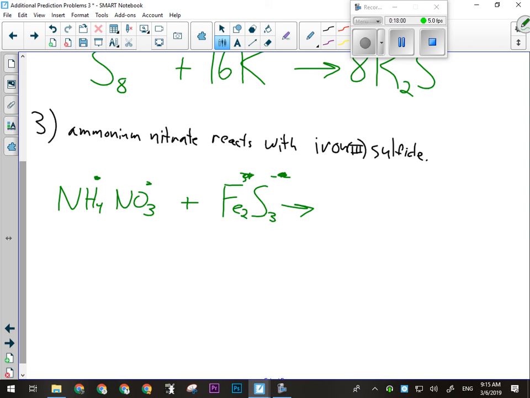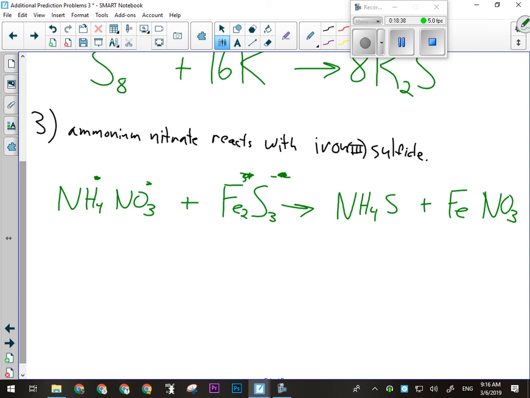Okay, so what kind of a reaction am I looking at? It's a double replacement reaction. Okay, so who is going to end up with sulfur on the other side? Ammonium is going to end up with sulfur. All right, so I'm going to put that down first, NH4 with S. And that means that iron has to end up with nitrate. All right, so I've got the partners figured out.